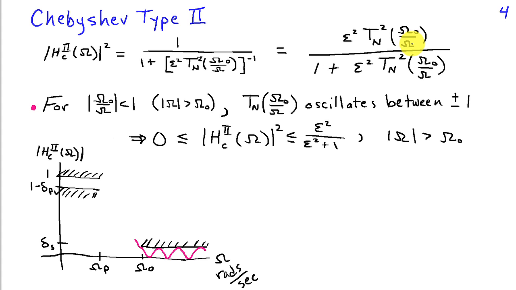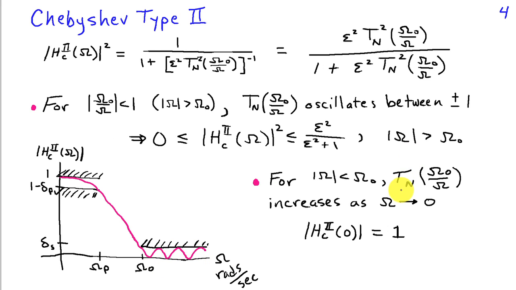So whereas in the type 1 filter we had ripple in the pass band, now because we have omega in the denominator, this argument of the Chebyshev polynomial is going to be less than 1 for frequencies greater than omega naught. And so when this argument is less than 1, the polynomial oscillates between plus or minus 1. Hence, we know that the magnitude response squared oscillates between 0 and epsilon squared over epsilon squared plus 1. So we know in the stop band we've got this kind of oscillation now.